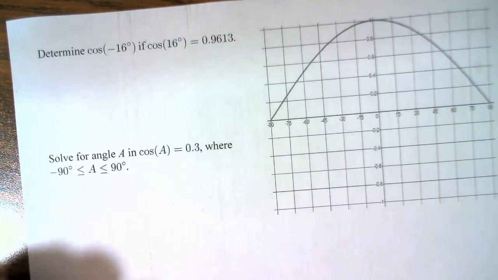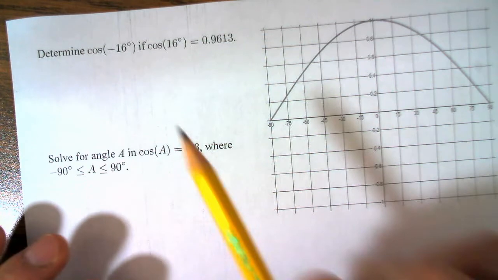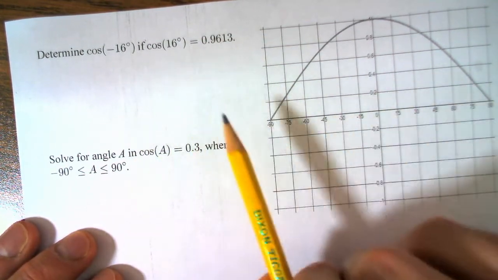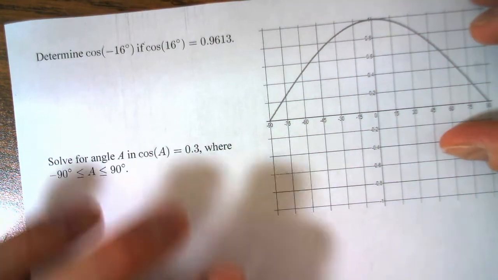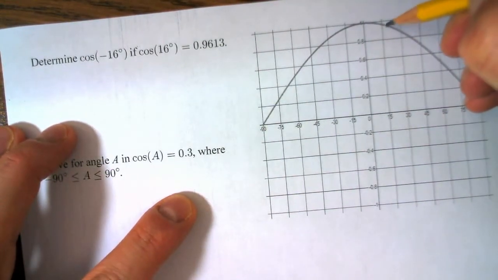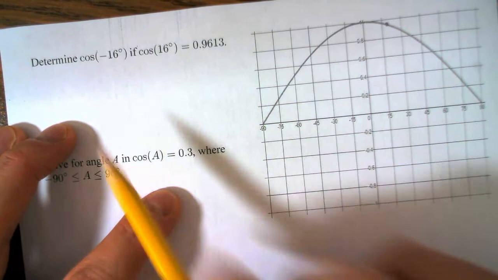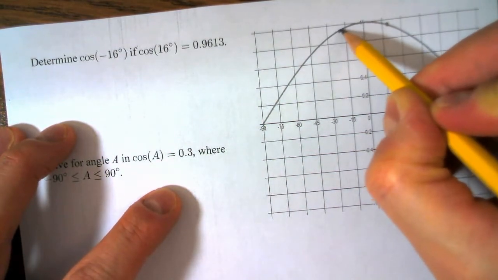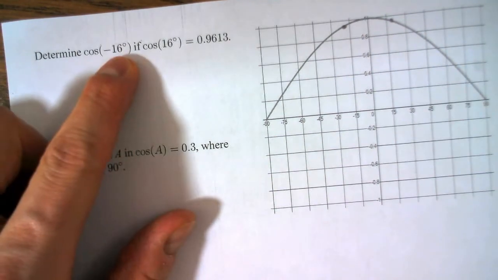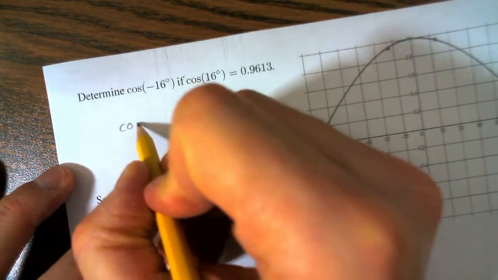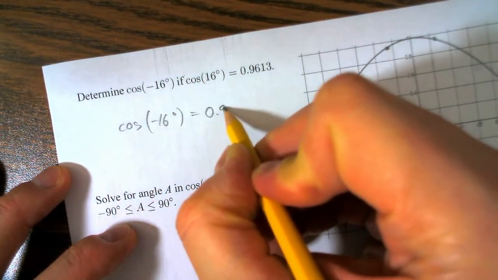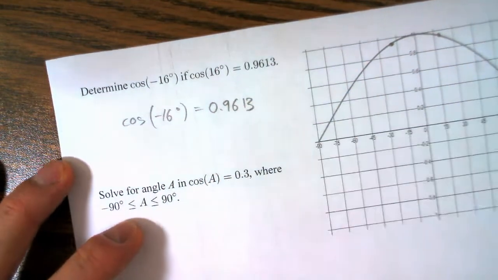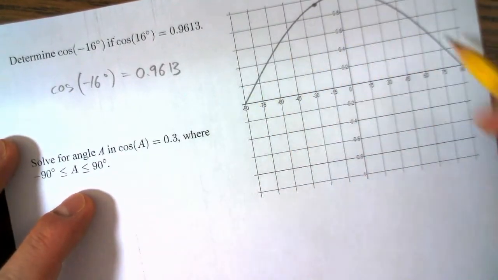So, if we know the cosine of 16 degrees is 0.9613, we know that the cosine of negative 16 degrees is also that value because of this symmetry.